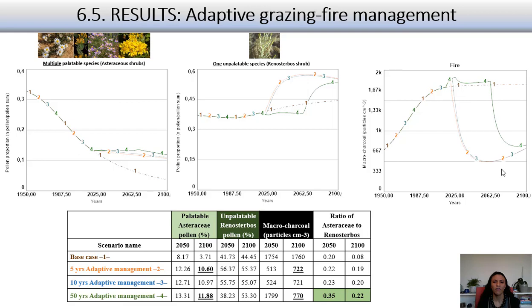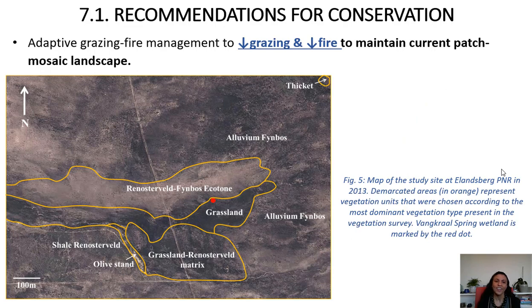But what will happen if they used adaptive grazing fire management? So in these scenarios, they could adjust grazing for a certain period of time and then decrease fire. And what we see here is that there is an improvement in biodiversity, but there's still an increase in Rhinoceros, which is very interesting.